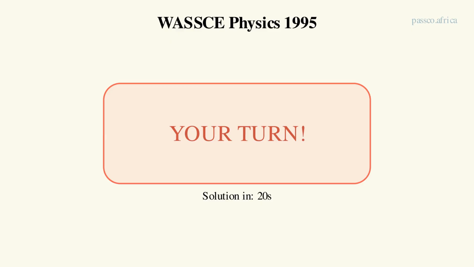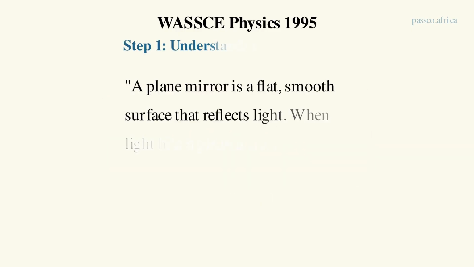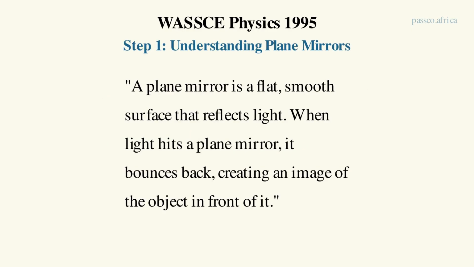Step 1. Understanding plane mirrors. A plane mirror is a flat, smooth surface that reflects light. When light hits a plane mirror, it bounces back, creating an image of the object in front of it.